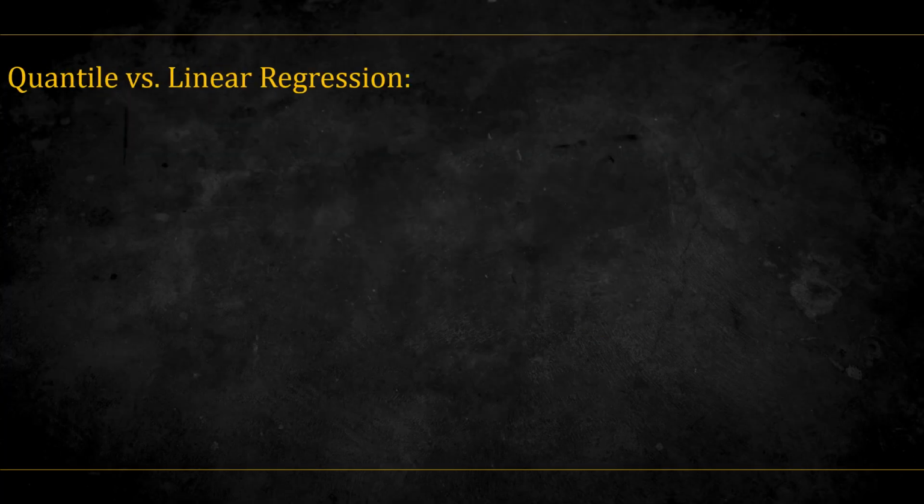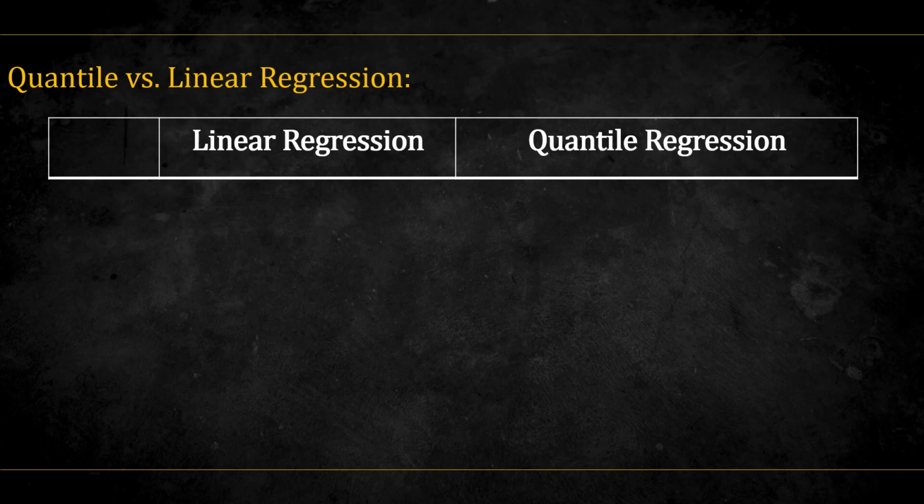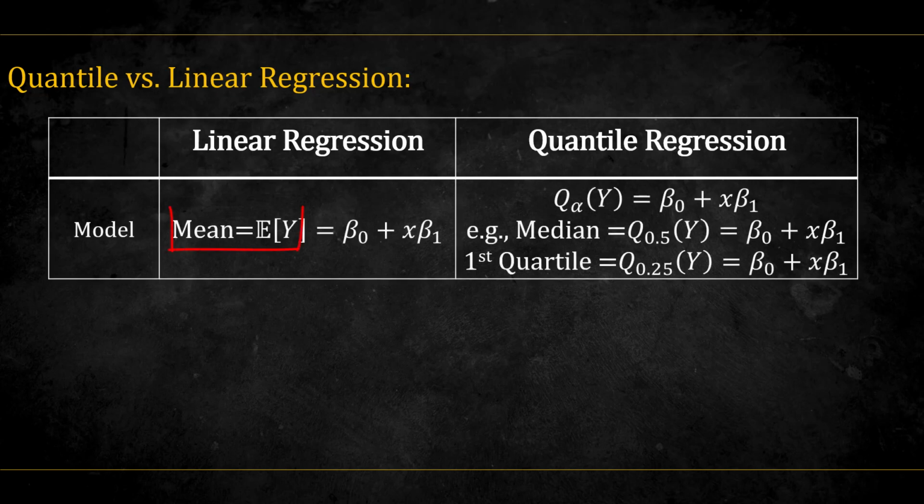Okay, back to regression. What are the differences between linear regression and quantile regression? In linear regression, we model the mean of the distribution. We relate the mean to some linear model, beta 0 plus x times beta 1 for the 1D case. In quantile regression, we relate the quantiles. For example, we can relate the median to the linear model or the first quartile.